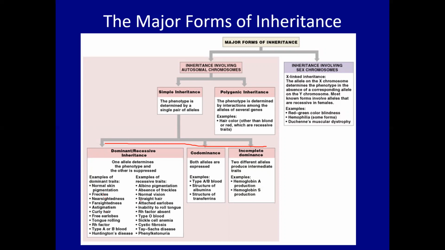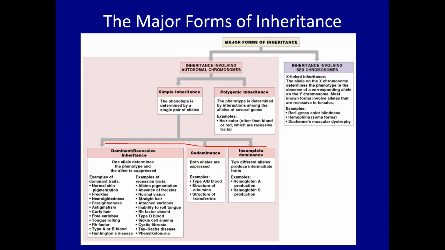Codominance: your structure of albumins and transferrins and AB blood type. Remember, you can be A or AB or B or O. That is a codominance situation. In incomplete dominance, we have two different alleles. They produce intermediate traits. Examples are hemoglobin A and hemoglobin S.